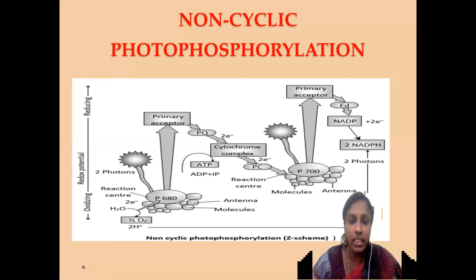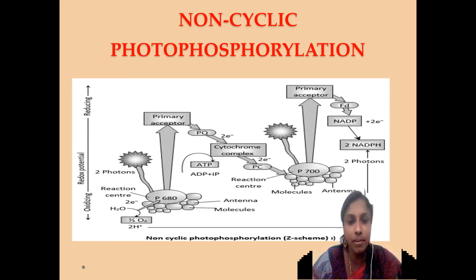Let us try to understand non-cyclic photophosphorylation first. In the non-cyclic photophosphorylation, both the photosystems, photosystem 1 and photosystem 2, are functional. Photosystem 2 receives the light at a 680 nanometer wavelength, whereas photosystem 1 will receive the light at a 700 nanometer wavelength.